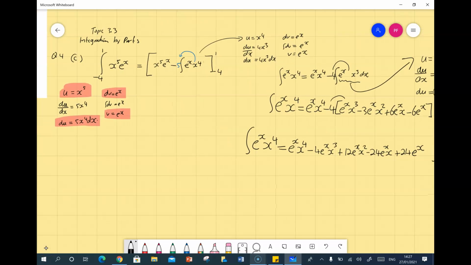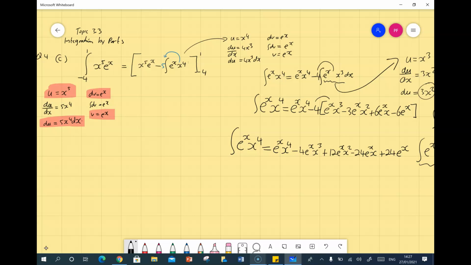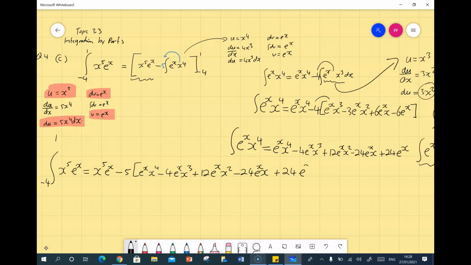Okay, so we have even more to go. Our final solution, with the integral from 1 to minus 4 of x to the power of 5 e to the power of x, equals, the first part is x to the power of 5 e to the power of x, then minus 5 times everything we have there: e to the power of x times x to the power of 4, minus 4e to the power of x times x cubed, plus 12e to the power of x times x squared, minus 24e to the power of x times x, plus 24e to the power of x.